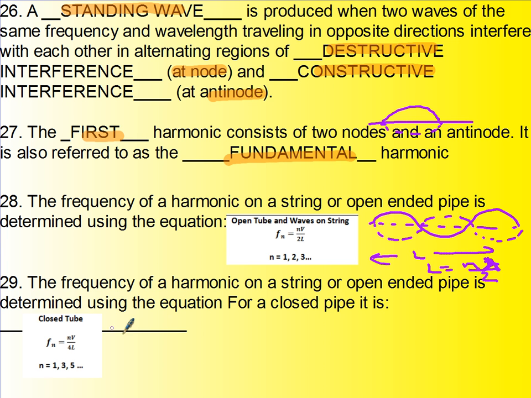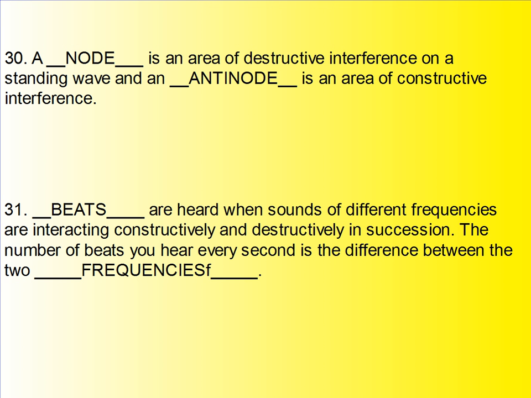Where if you have a closed tube or a pipe, f_n equals n v over 4L, and you can use only odd harmonics for closed pipes. All for an open pipe or string. Now a node is an area of destructive interference, and an antinode is where you have constructive interference.